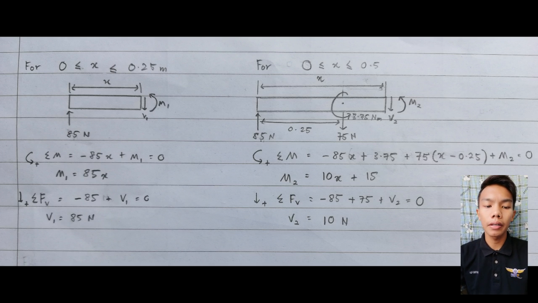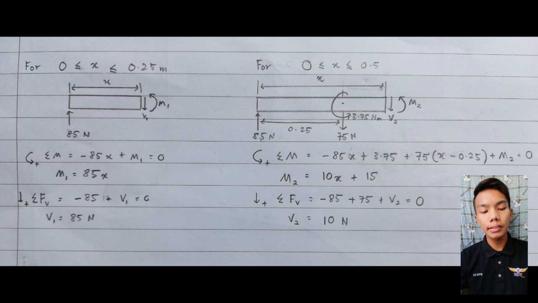Okay, for the first part, the range is between 0 to 0.25 meter and is indicated as x. So here we calculate the moment M1 and V1, the shear force 1. For the total moment, we take counterclockwise as positive. So we get negative 85x plus M1 equal to 0. So M1 equals 85x.